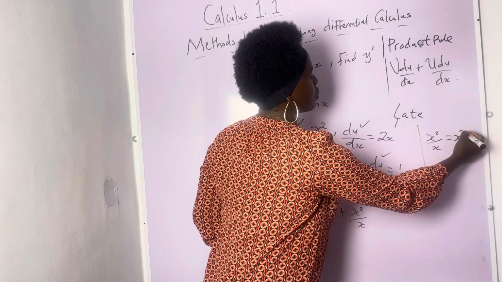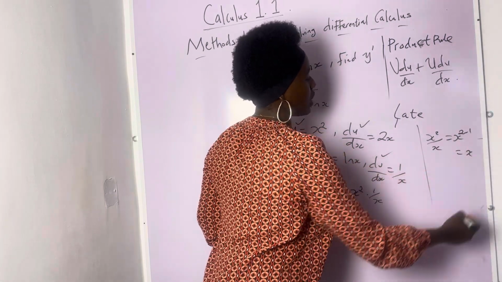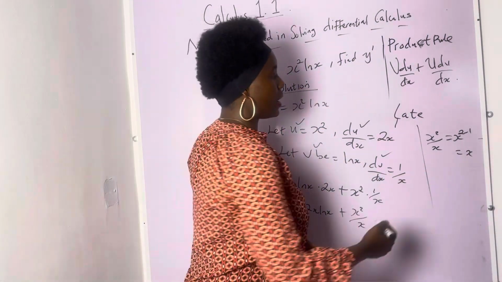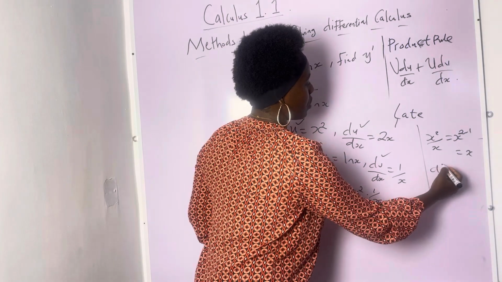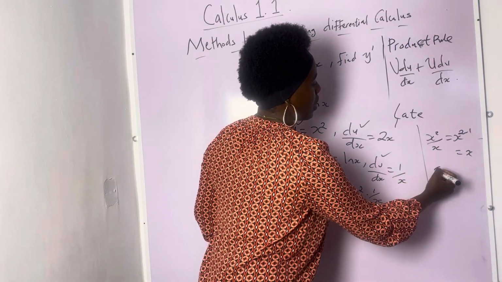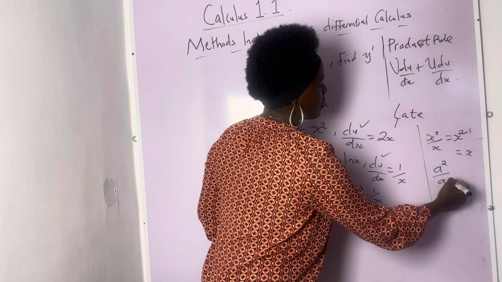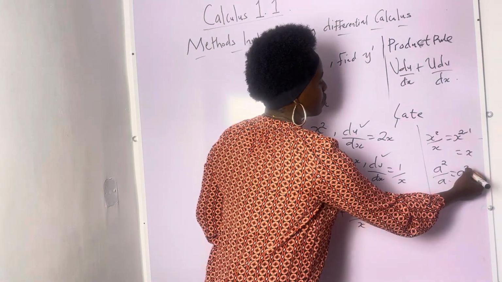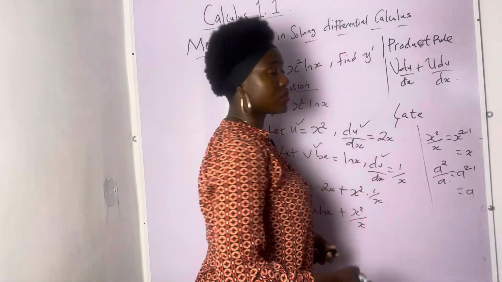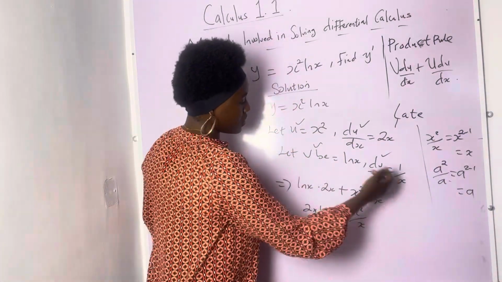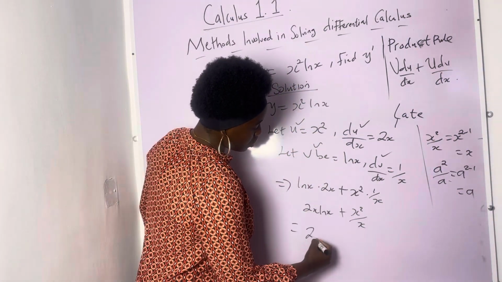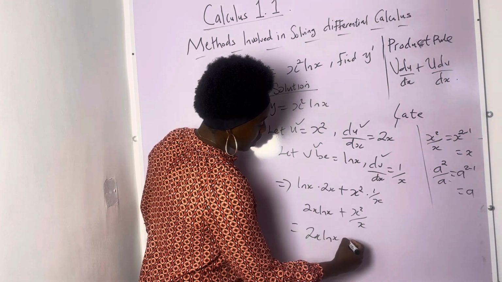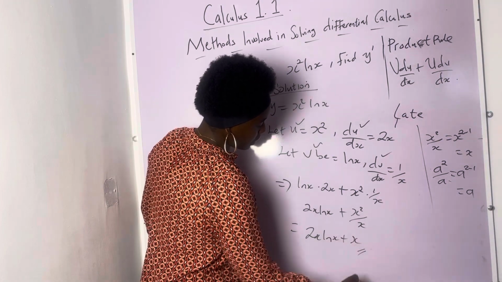Now, based on the laws of indices, when you have x squared over x, this is simply x to the power of 2 minus 1, which gives us x. Remember the laws of indices: if you have a to the power of 2 over a to the power of 1, it is a to the power of 2 minus 1, which gives us a. So we apply this here, and we have 2x ln x plus x as our final answer.